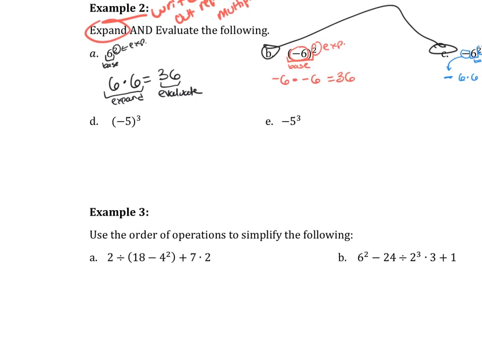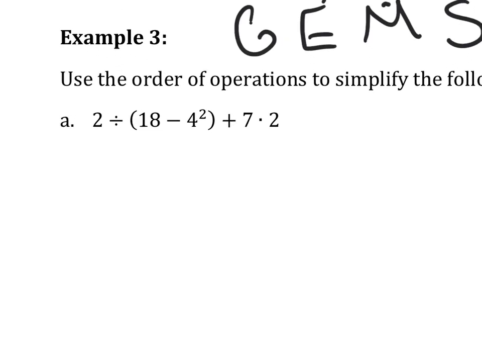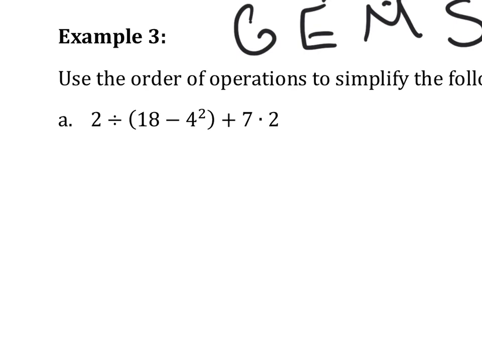Okay, example 3. Now we're going to do some order of operations practice. Again, we have GEMS: grouping, exponents, multiplication and division at the same time, subtraction and addition at the same time. So let's look at letter A. So G, start with our grouping. We have these parentheses, so we go inside the parentheses. Our GEMS starts over. So we don't have any grouping within the parentheses, but we do have an exponent. So we have to deal with that first.